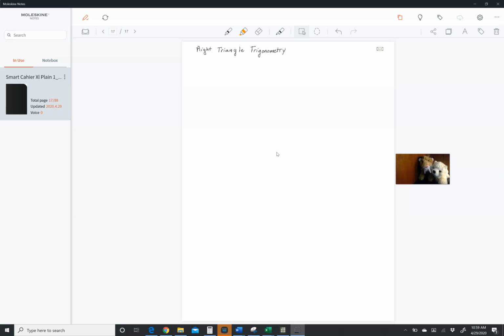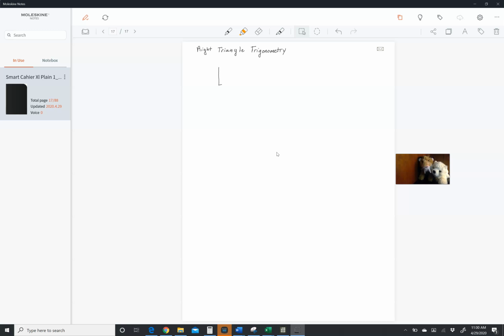So let's start with the trigonometric functions, and you've probably heard of these before. Okay, we have sine, we have cosine, and we have tangent. So in order to understand what these are, let's first talk about triangles, okay? Because trigonometry is based on the triangle, specifically a right triangle.